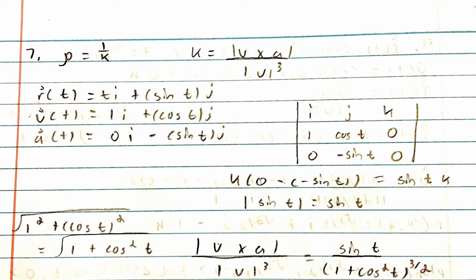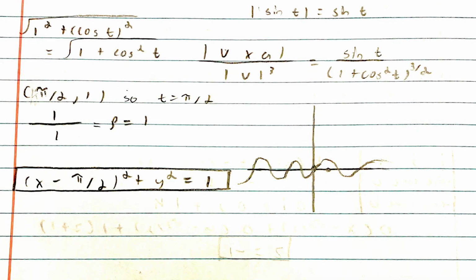And we need to invert this to get our rho. So our rho is just going to be 1 plus cosine squared t to the 3/2 over sine t. And to get a physical value for this, we're just going to plug in the point we were given, which was pi over 2, pi over 2, 1.